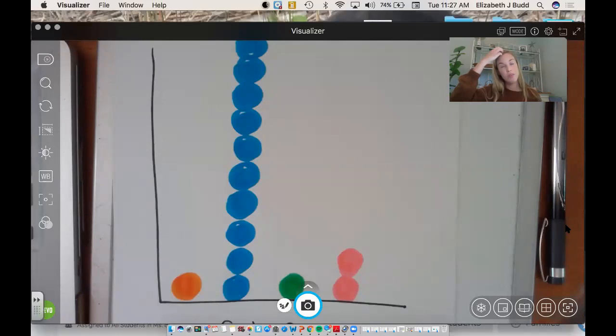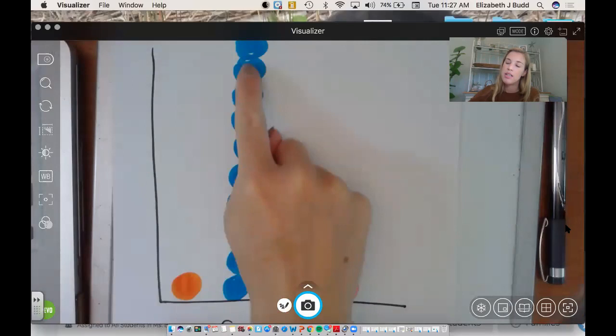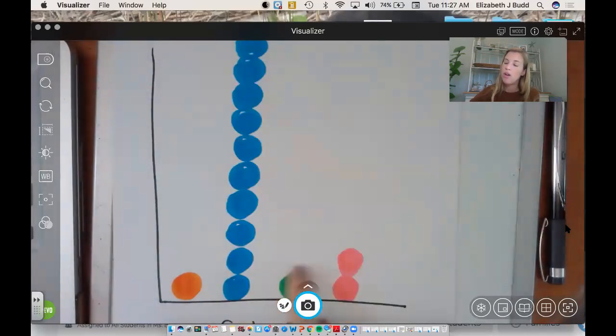Your answer should be 14, because if we count all of the dots here, we have 1, 2, 3, 4, 5, 6, 7, 8, 9, 10, 11, 12, 13, 14 dots on our graph. And each dot in this graph represents one student. So 14 total dots.